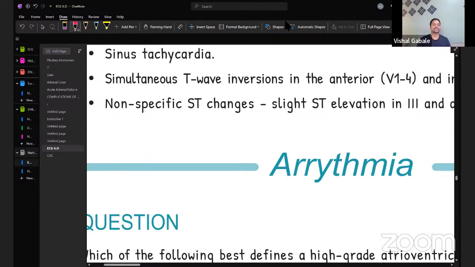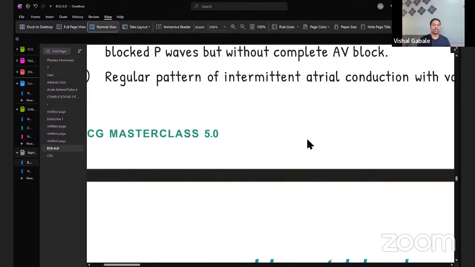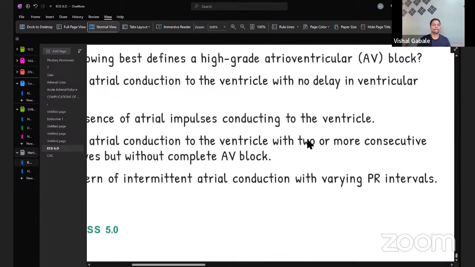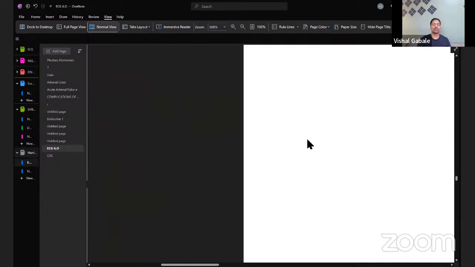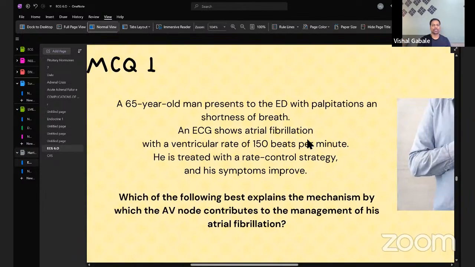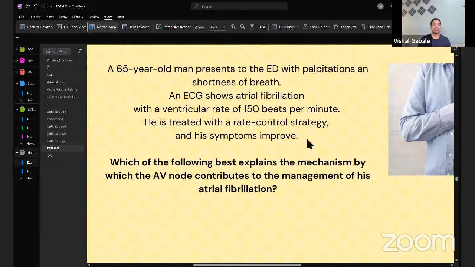Okay. So let's start with the arrhythmia now. Okay, arrhythmia. So before starting the arrhythmia, I want to ask you a few questions. A 65-year-old man has presented to the emergency department with palpitations and shortness of breath, and ECG showing atrial fibrillation. And his ventricular rate is 150 beats per minute. Now, he is treated with rate control strategy. So, what exactly is the mechanism by which the AV node contributes to the management of his atrial fibrillation? Can anybody tell me?